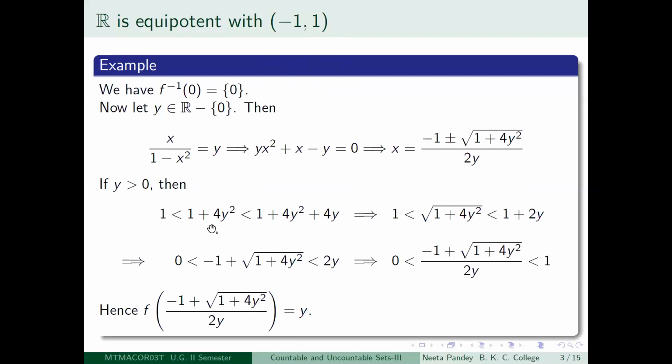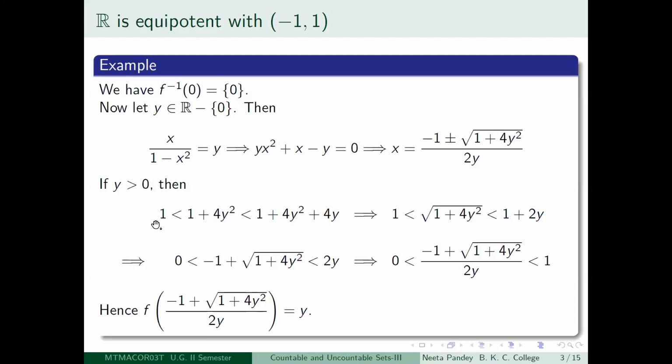But now 1 plus 4y squared is going to be strictly less than 1 plus 4y squared plus 4y, because 4y is a positive real number. Okay, now what is 1 plus 4y squared plus 4y? It is just 1 plus 2y whole squared.